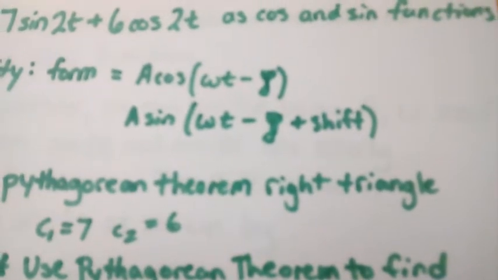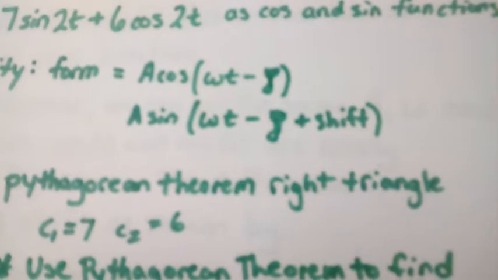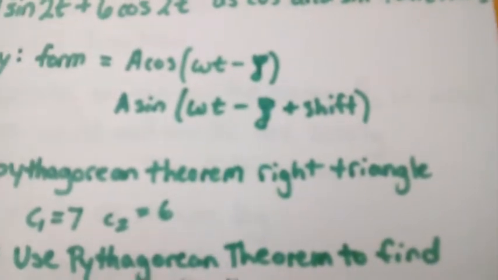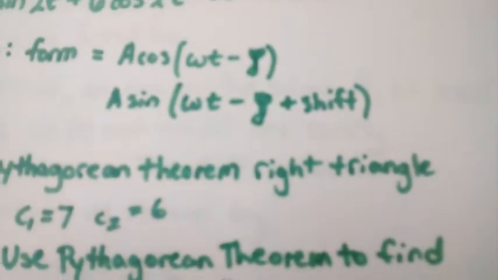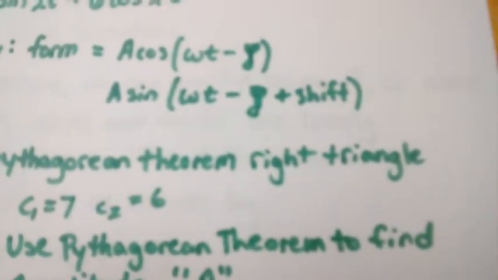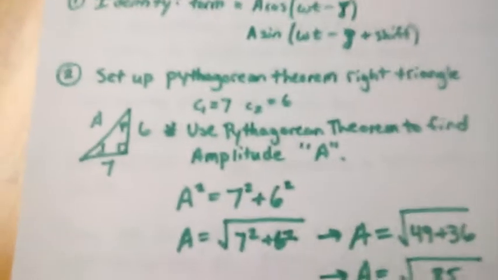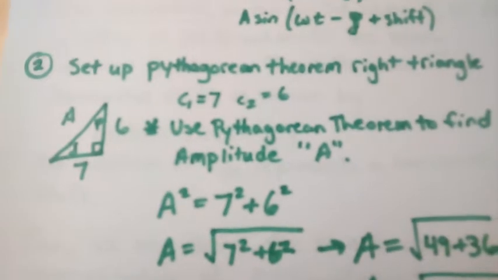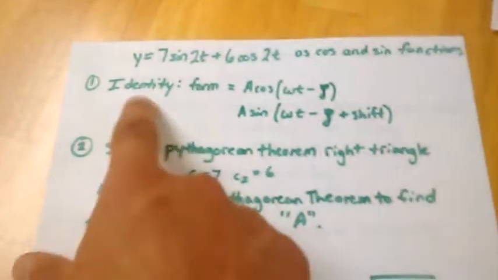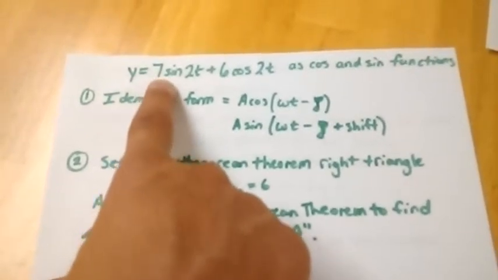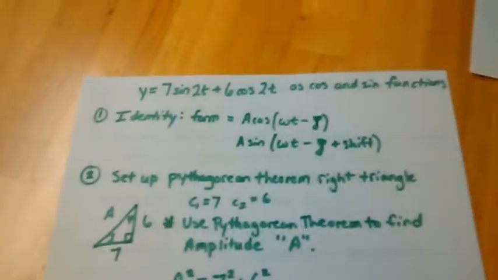And when we write this in terms of a sine function, we're going to write it very similarly to a cosine function. It'll be A sine of omega t minus delta, and then we're going to add a phase shift to compensate for the horizontal shift that makes the difference between sine and cosine. So, as I said earlier, we're going to be using C1 equal to 7 and C2 equal to 6. We would have the C1 here in a general solution, and C2 would be here in a general solution.